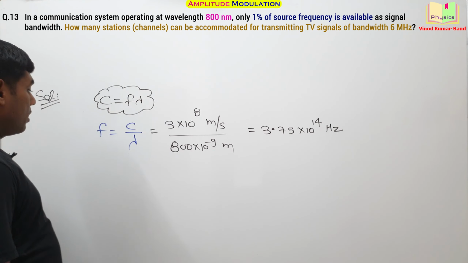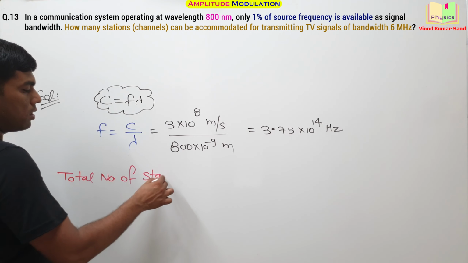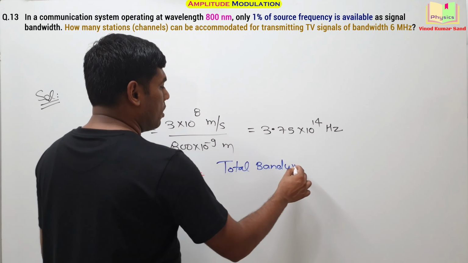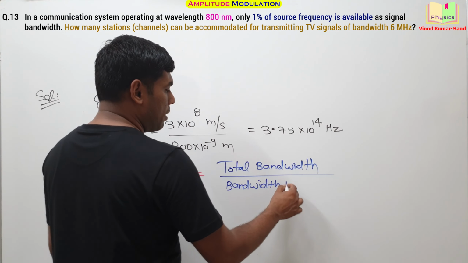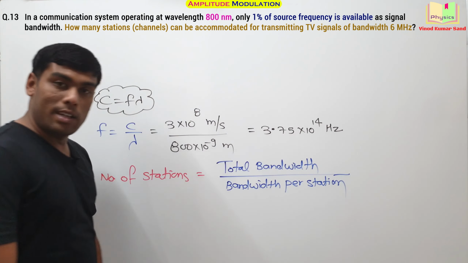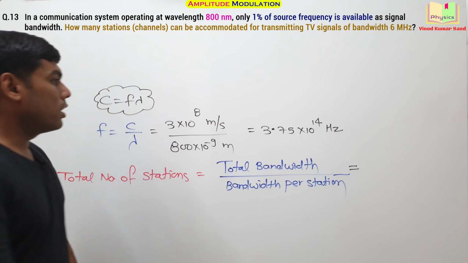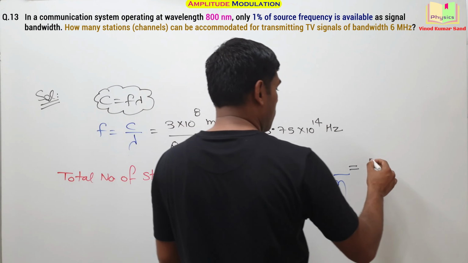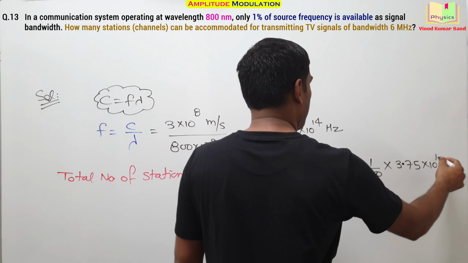Is it okay? Now we know the formula of the total number of stations. Many times we have used it. The total number of stations will be equal to the total bandwidth divided by the bandwidth per station. The more you write, the better you will understand. So I request you to write all these things simultaneously. Total bandwidth can be computed. According to the question, we use 1% of this. So 1% of this means 1 by 100 into 3.75 into 10 to power 14.